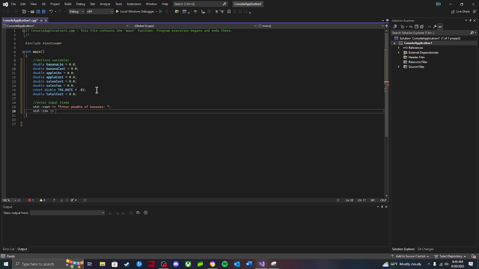Oh, you don't need that. You just do banana pounds. Here's the other thing too, guys, is that I don't know if I said this already, but I'm no type of programmer. This is how I got the answers to this stuff, and if it worked for me, hopefully it'll work for you. Enter cost of bananas per pound.